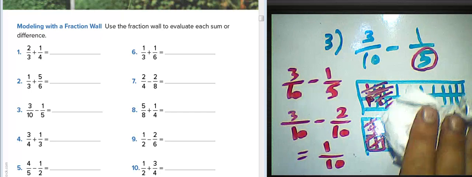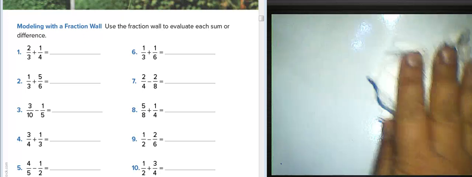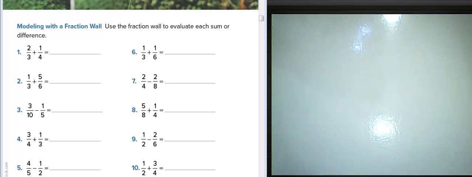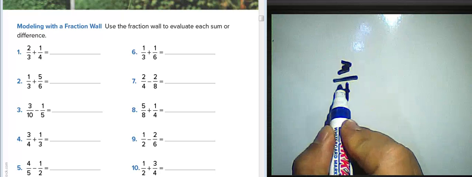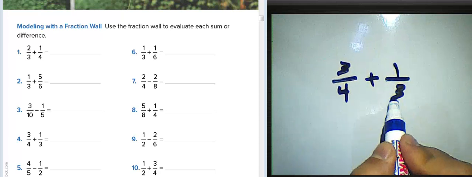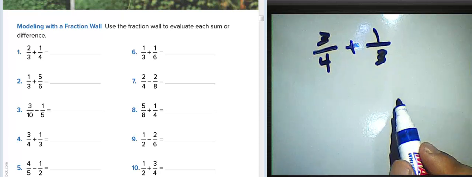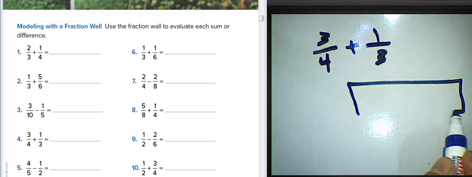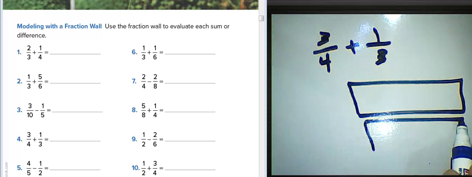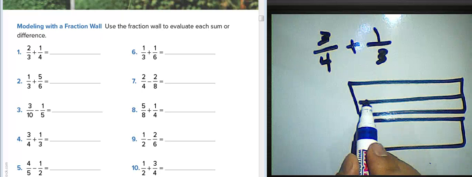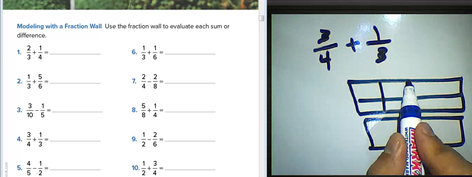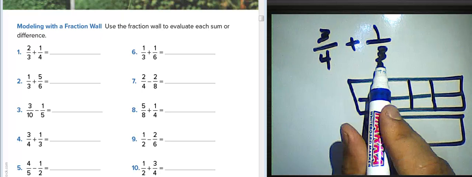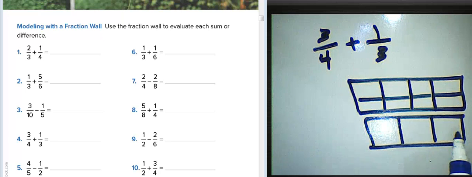And what about question number 4? Question number 4, 3 over 4 plus 1 over 3. First, we must draw 2 rectangles equal in area and divide each of them. Here, 4 parts, 1, 2, 3, 4. And here, 3 parts, 1, 2, 3.